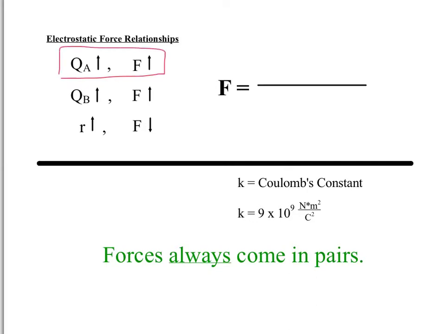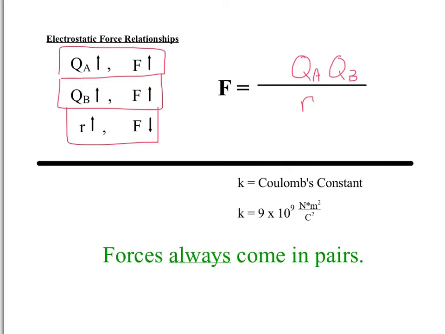First of all, let's start with our QA. If your charge went up, your QA went up, and your force goes up, that would mean my QA goes up in the numerator. Same thing is going to be true about my QB. As my QB goes up, my force goes up. Direct relationship means it's up in the numerator. R has an indirect relationship, so that means it goes down into the denominator.